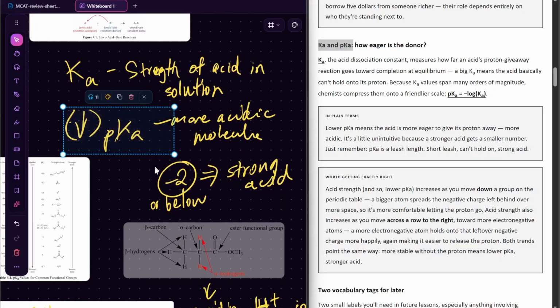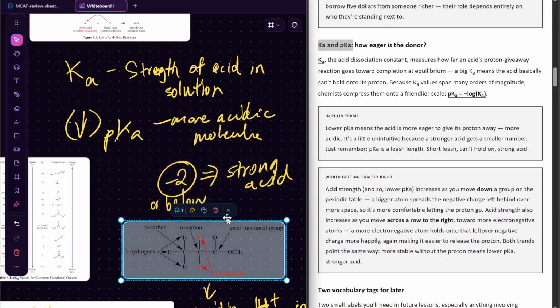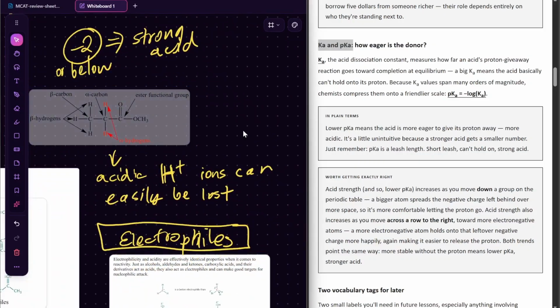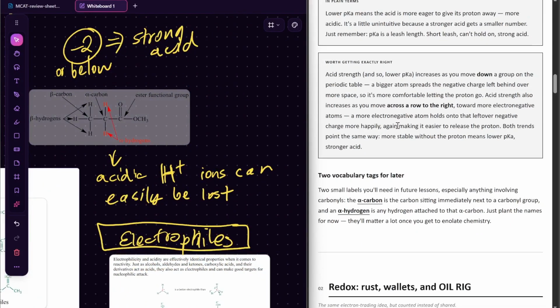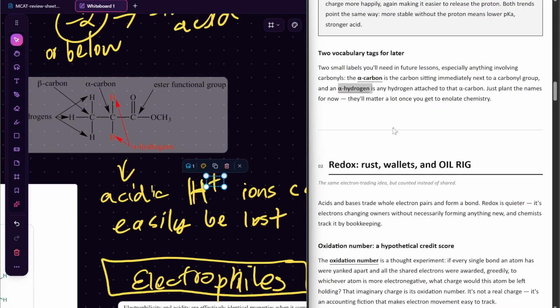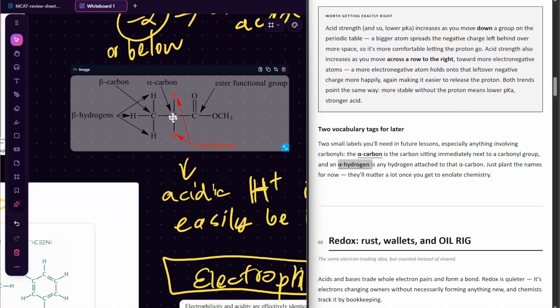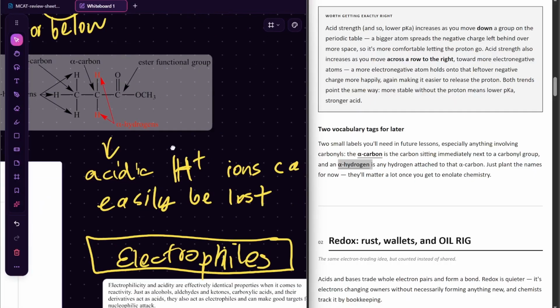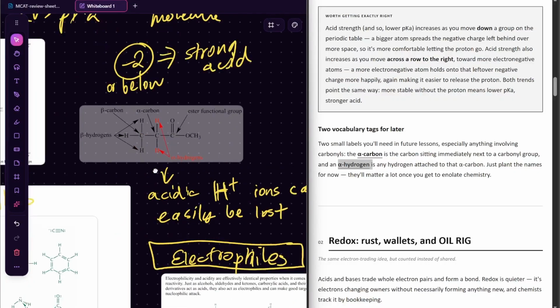And if you have a low pKa, then you have a more acidic molecule, and -2 or below means you have a strong acid. And another thing that was incorporated is about the alpha carbon and alpha hydrogen. So the alpha carbon would be here, this one, and this is the alpha hydrogen. So an acidic H+ ion can easily be lost as well.